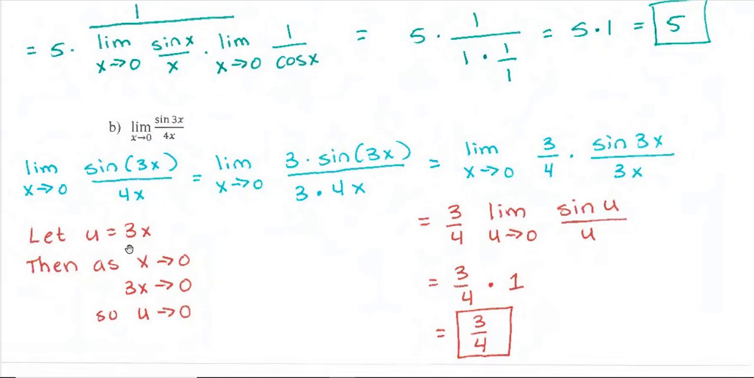So now what we can do is let u be 3x. Then if x is going to 0, then 3x would also be going to 0, which means that u would be going to 0. I can pull this 3/4 out of the limit and rewrite this as the limit as u approaches 0 of the sine of u over u. This is that special limit that is equal to 1, so this limit turns out to be 3/4.